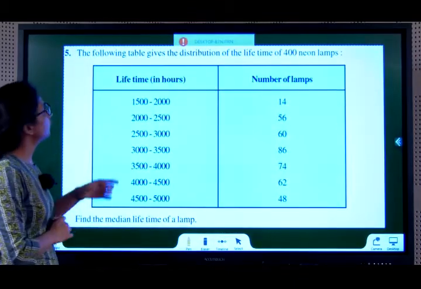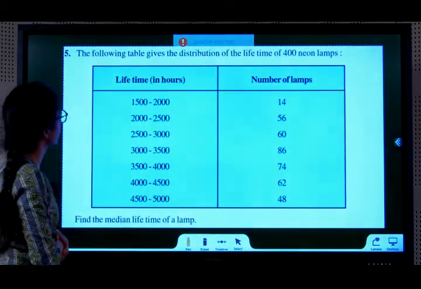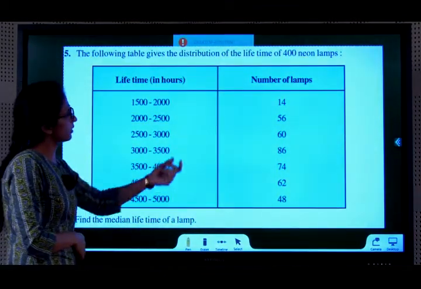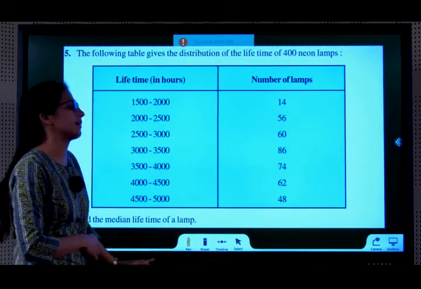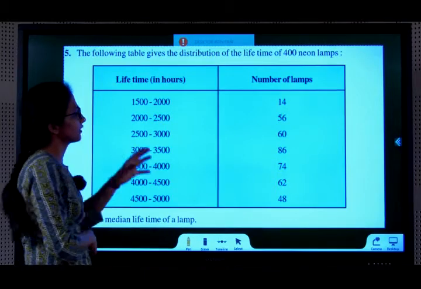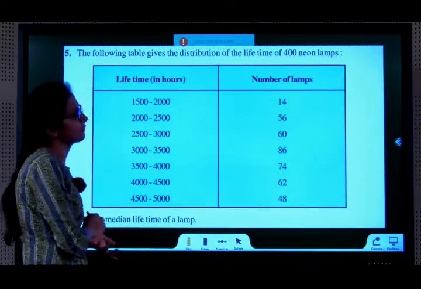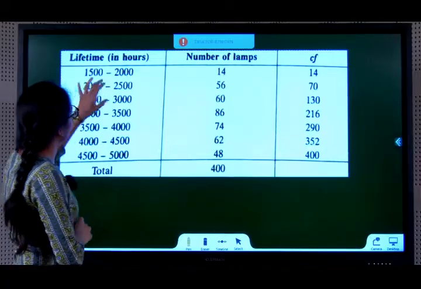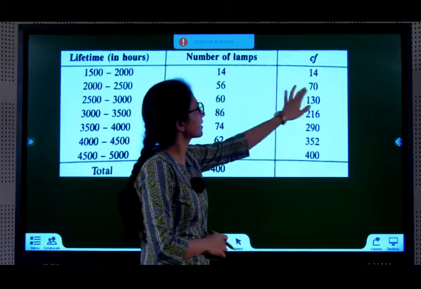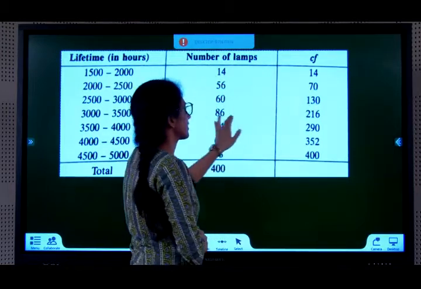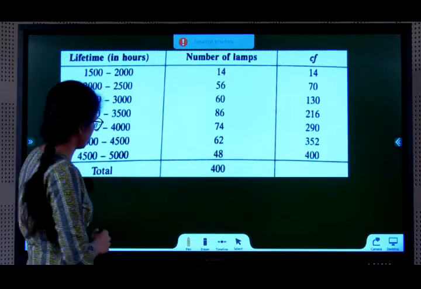Question 5. The following table gives a distribution of lifetime of 400 neon lamps. Lifetime in hours and number of lamps are given. Find the median lifetime of a lamp. Easy, you all know how to do it. Find the cumulative frequency and then use the median formula. Direct question. Draw the table, we'll see if it matches. So you get lifetime, number of lamps, cumulative frequency, how? 14, 14 plus 56, 70, 70 plus 60, 130, 130 plus 86, 216 and so on. So first now you have to find the median class.